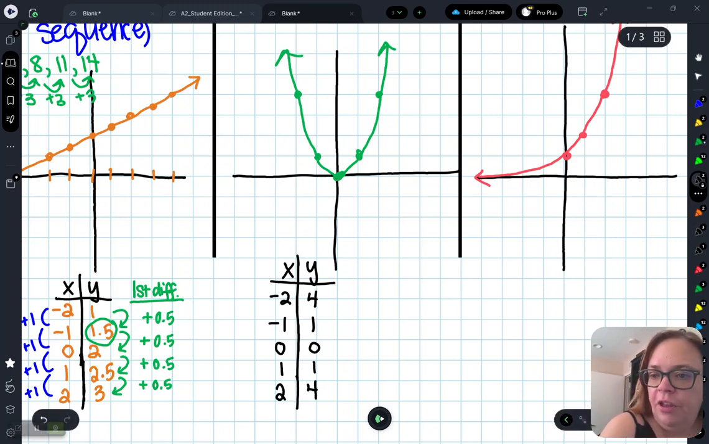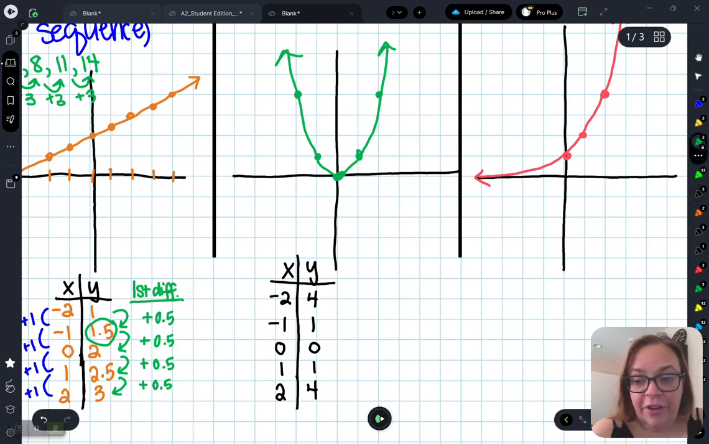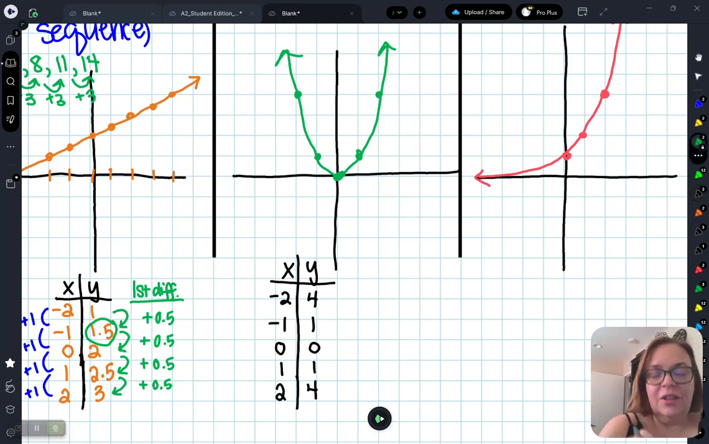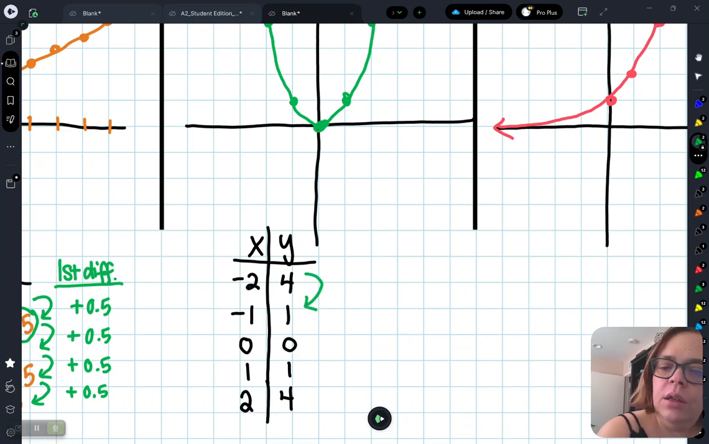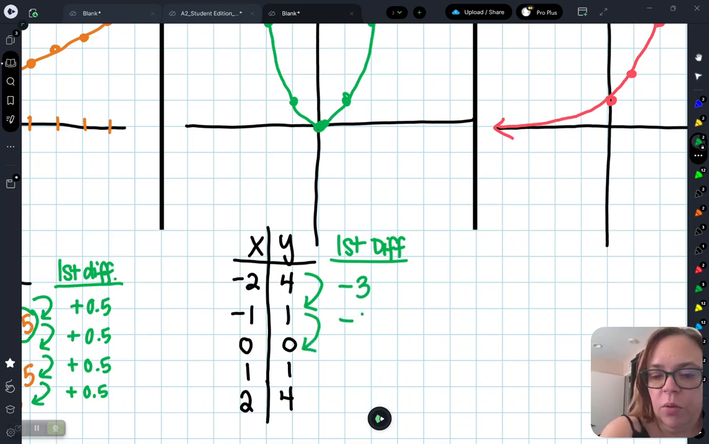The first differences need to be found before you can find the second differences. The second differences are the differences of the first differences. So we're going to do the same thing we did for the linear function. We're going to find the first differences. I'm going to write first diff. From 4 to 1, it went down by 3, so -3. From 1 to 0, it goes down by 1. So we can already see that these are not constant. This is not a line. From 0 to 1, it went up 1. And from 1 to 4, it increased by 3.